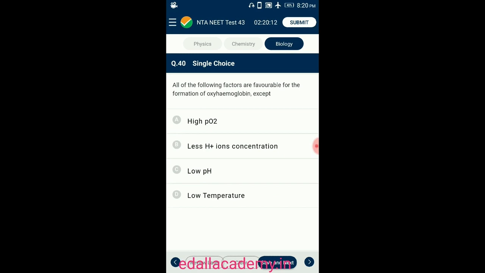Question number 40. All of the following factors are favorable for the formation of oxyhemoglobin except. In the lung alveoli, where there is a high partial pressure of oxygen, low partial pressure of carbon dioxide, lesser hydrogen ion concentration and lower temperature, these are all favorable factors to promote binding of oxygen with hemoglobin to form oxyhemoglobin at the time of external respiration. So the answer for this question is option C, low pH.